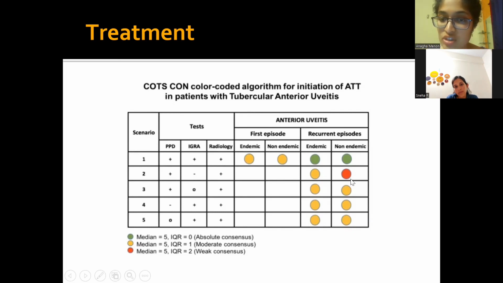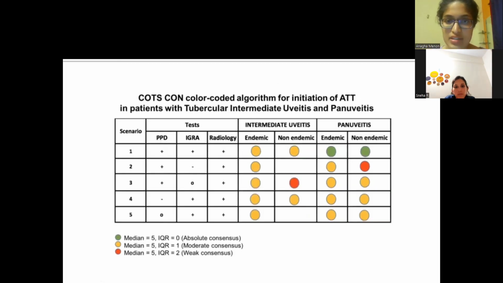But what does the red circle say? Red circle says that if a patient presents with anterior uveitis recurrent episodes in a non-endemic country, like let's say United States or UK, and their interferon gamma release assay is negative, that means we don't have to start the treatment. So it's a very easy table in which you can decide whether you want to start the treatment or not. It's quite easy.